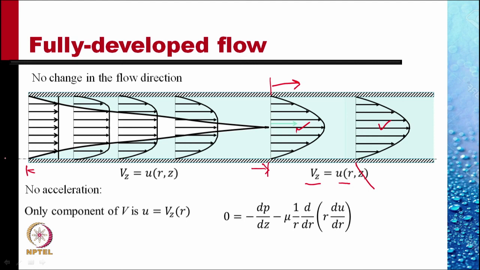Since the velocity does not change down the pipe, clearly there is no acceleration. And the equation of motion simply reduces to this. The left side drops out. We have assumed that the weight, the body force, does not play a part, so the pressure forces balance the viscous forces. We'll solve this equation shortly.